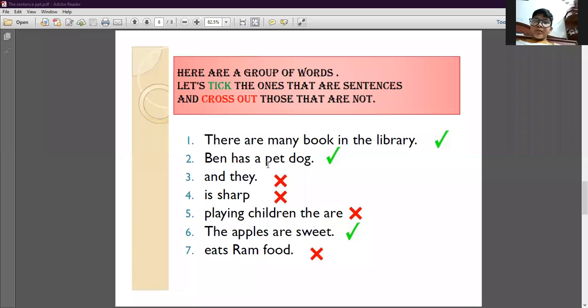Number two is here: Ben has a pet dog. Its sense is clear. It conveys meaning. Ben has a pet dog. So this is a sentence.